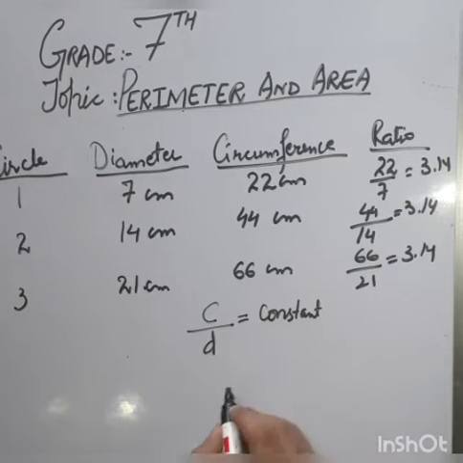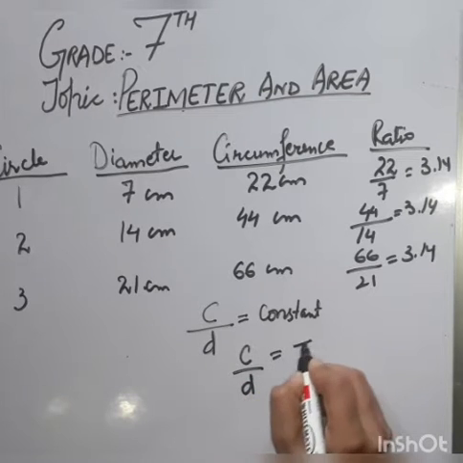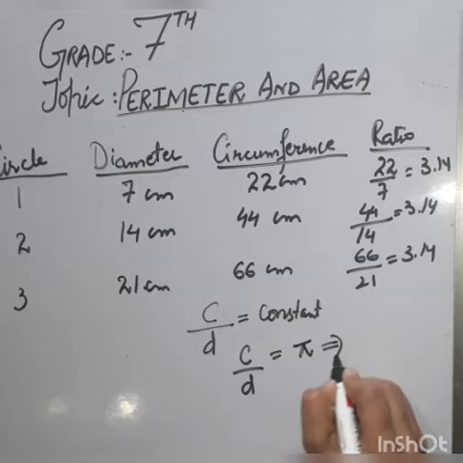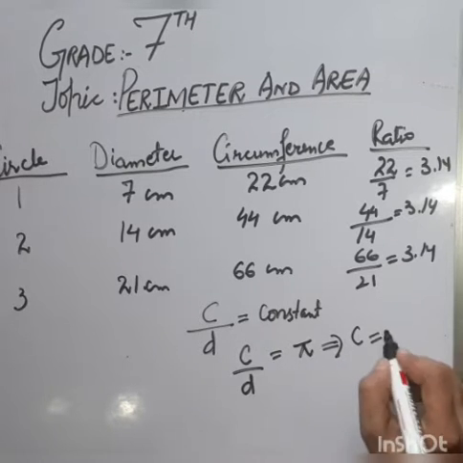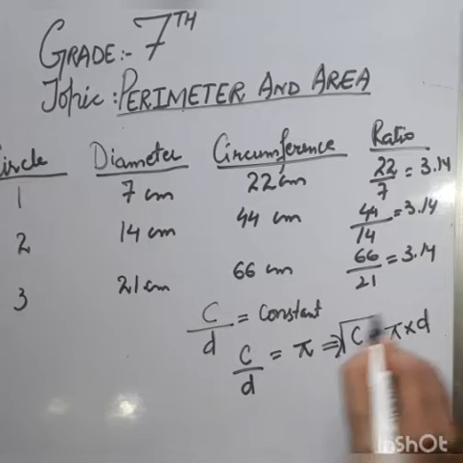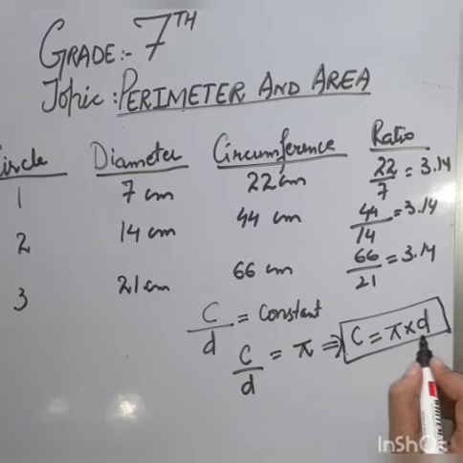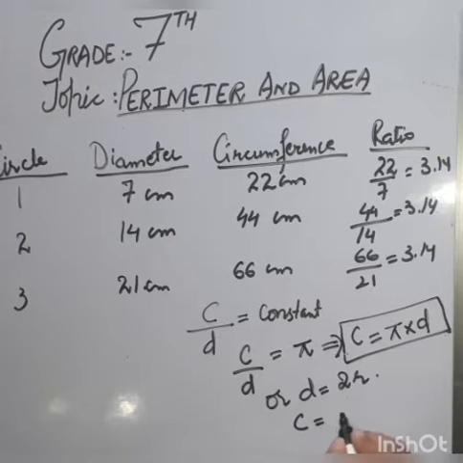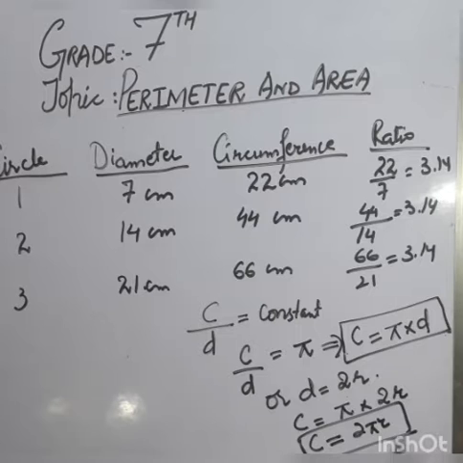So we denote this constant by pi. We write this as C by D is equal to pi. So we can say that circumference by diameter is equal to pi, or we can write this as circumference is equal to pi into D. So you have to remember that circumference is equal to pi into D, or we know that diameter is twice the radius. So we can write circumference is equal to pi into, instead of D, we'll write 2 times radius. So we can say that the circumference is 2 pi r. Clear? So you have to remember that circumference is pi into D or 2 pi r.